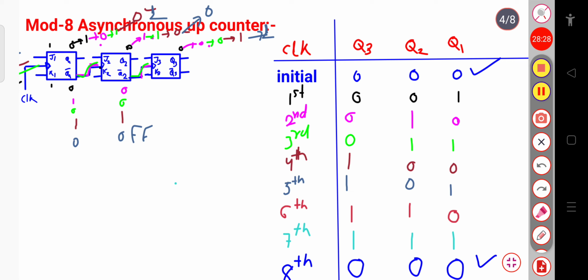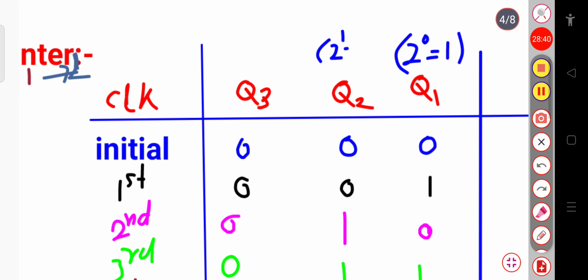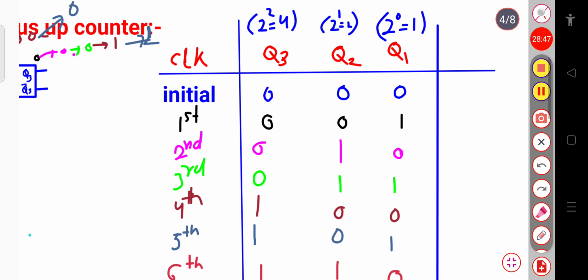Now if I write for the digit, then what will we get? This is 2 power 0, that is 1, and this is 2 power 1, that is 2, and here 2 power 2, that is equal to 4. Now when we multiply 0 with 1, 0 into 2, 0 into 4, we get 0. So this is our 0. Again 1 into 1 is 1. Here 2 into 1 is 2. Here 2 plus 1, that is 3.